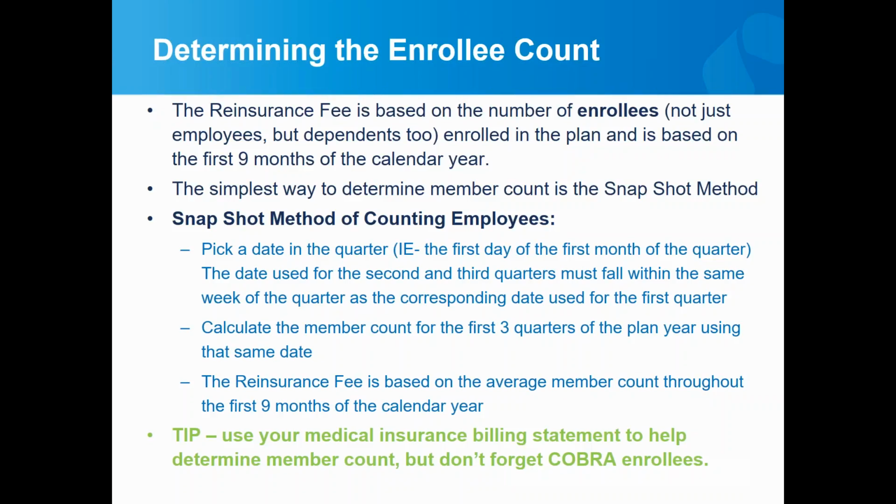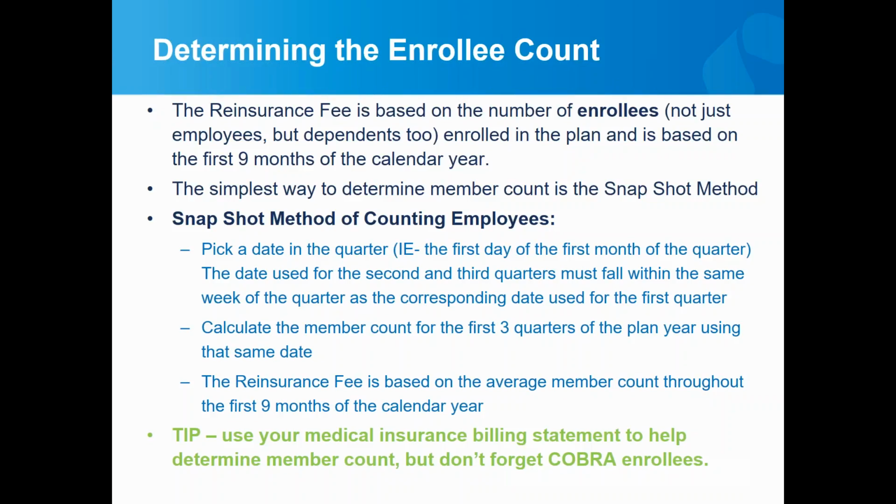To use the snapshot method, you pick a date in the quarter that's the same for the first 3 quarters, i.e. the first day of the first month of the quarter. The date used for the second and third quarters must fall within the same week of the quarter as the corresponding date used for the first quarter. Then you calculate the member count for the first 3 quarters of the plan year using that same date. And then the reinsurance fee is based on the average member count throughout the first 9 months of the calendar year.